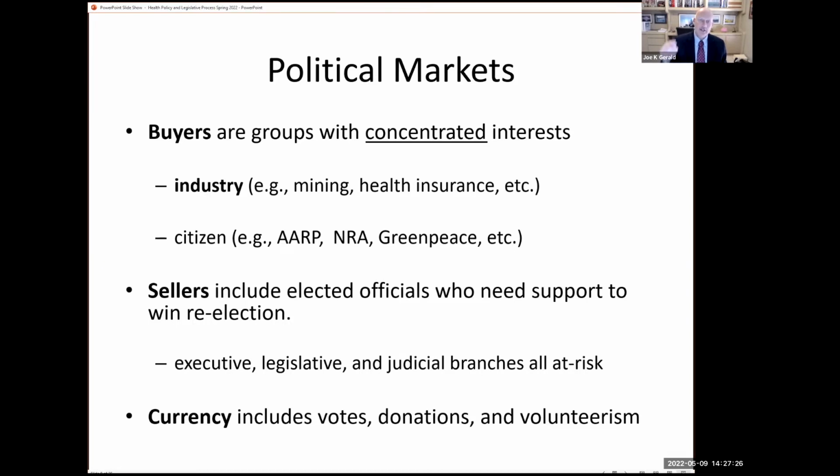And so it creates this constant cycle where reelection is almost always on the minds of our elected officials, and they're looking to sell legislation to gain votes, in some cases campaign donations, or volunteers. Any of those three things can help them win reelection in their next race.